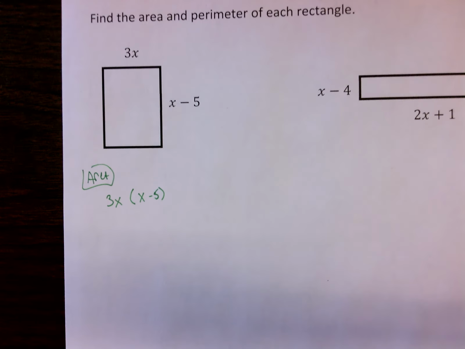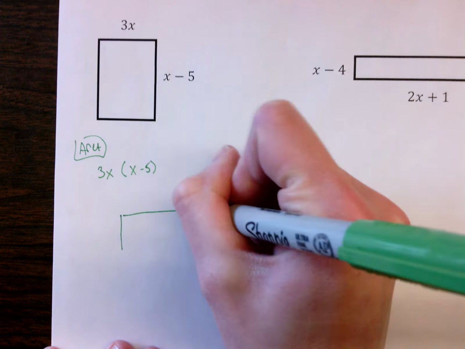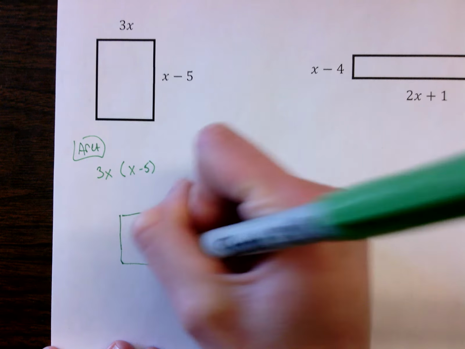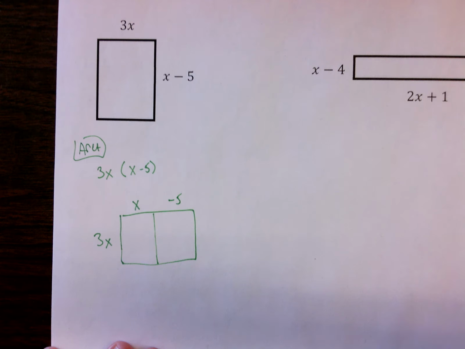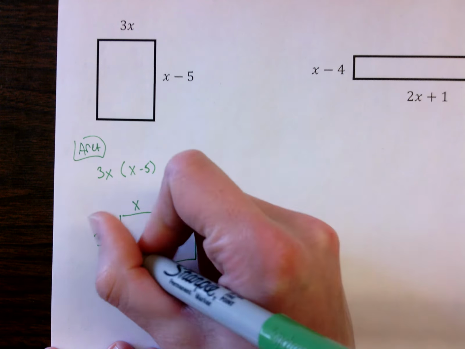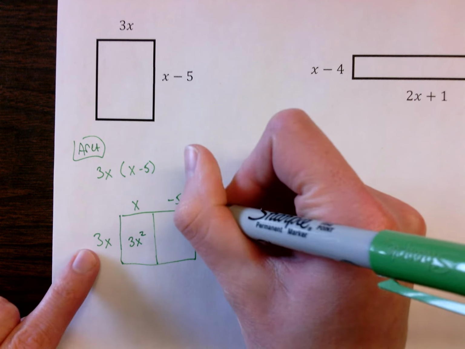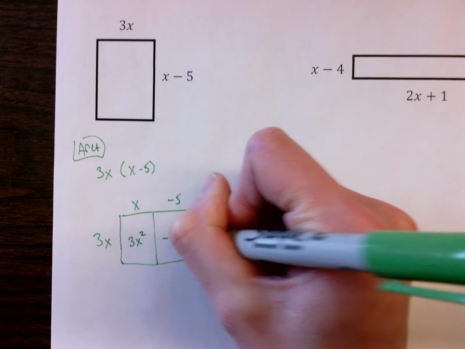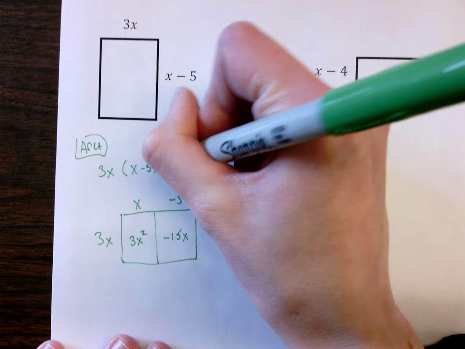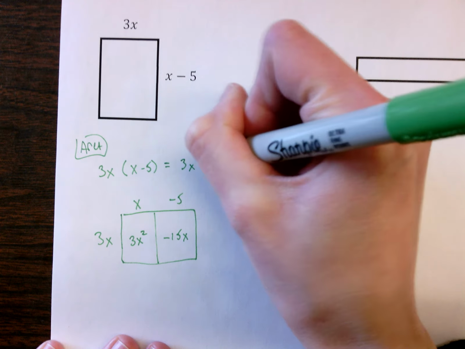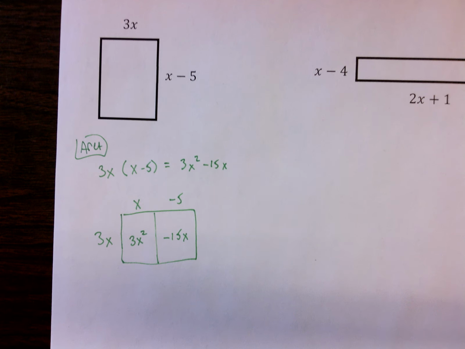In order to do that, we're going to draw an expansion box. So I need my rectangle. On one side I can fit the 3x, and on the other side I can fit the x minus 5. Then I'm just going to multiply to fill each box. That's 3x squared. These guys multiply to negative 15x. And that's my answer. So this equals 3x squared minus 15x. That's the area of my rectangle. Easy peasy.